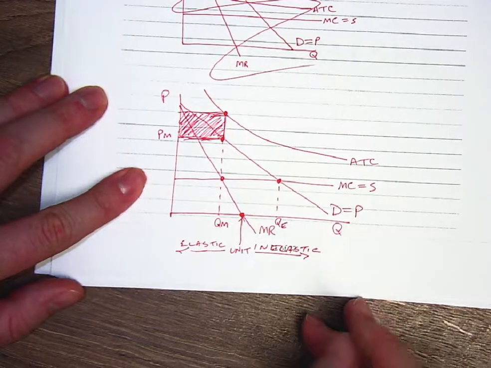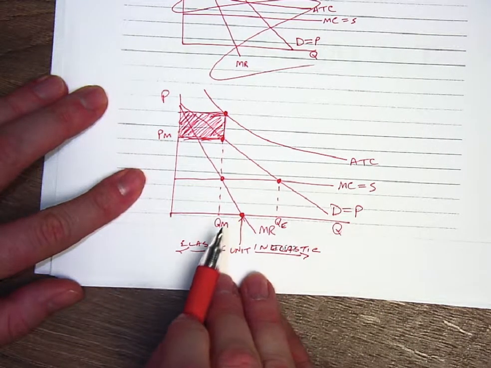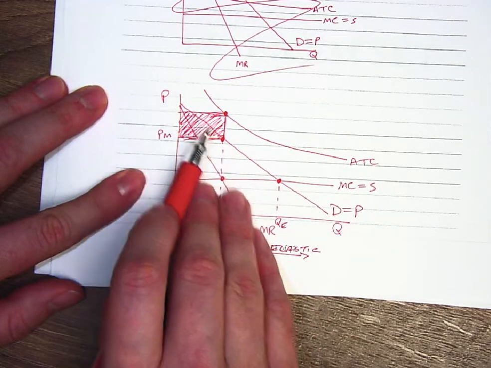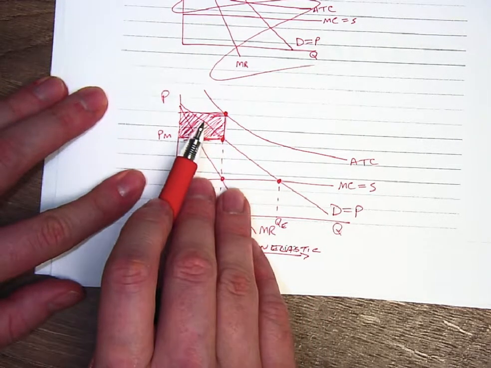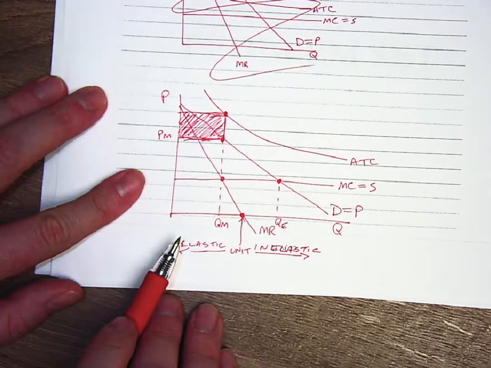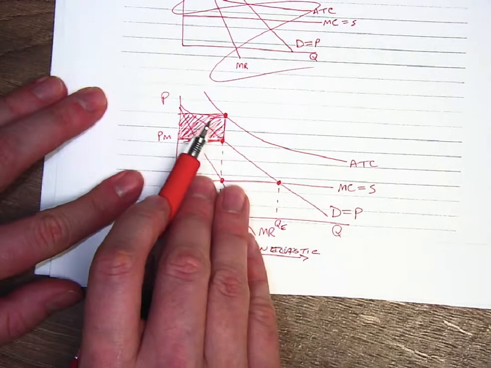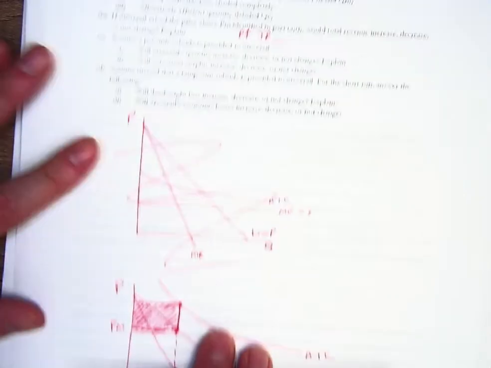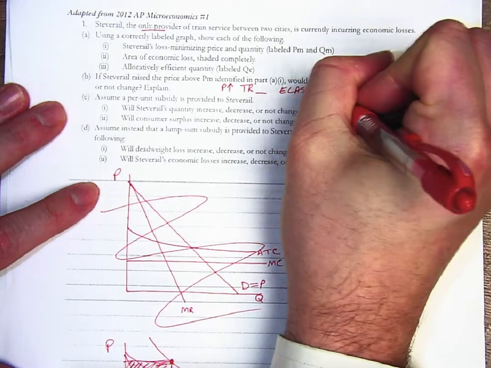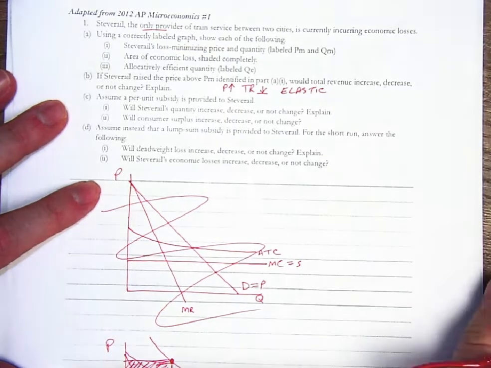Inelastic. So, what range are we in if they raise the price above PM? That means they go from PM on the demand curve up. Well, either way, you're starting in the elastic, and you're even more elastic. You're going up the demand curve to more elastic. And so we know we're in the elastic range, so total revenue has to be going down.